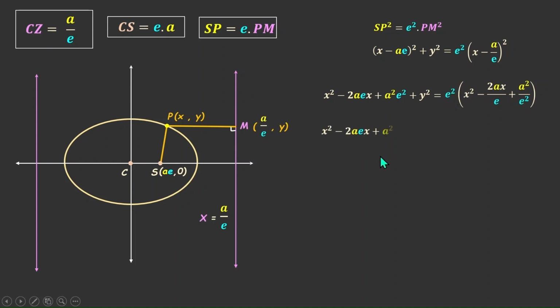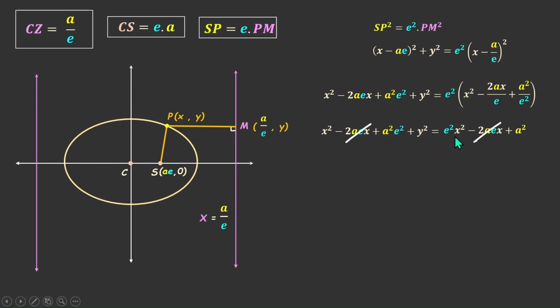Now let's multiply e square in this bracket. So our left hand side remains same. And on the right hand side, this becomes e square x square minus e square multiplied with this term would give us minus 2aex, because e square divided by e would leave one e in the numerator, plus a square, because e square would get cancelled out with the e square. Now the common term here we can see is minus 2aex is common in both the places, so we can cancel both of them out.